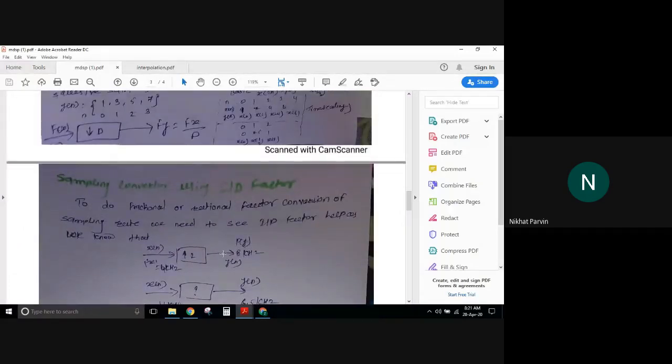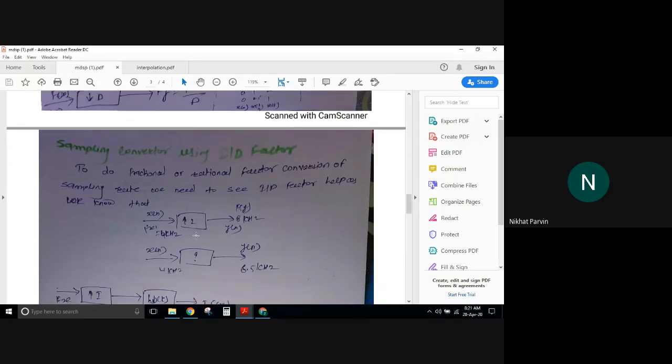A more important topic, called sampling rate converter using interpolation divided by decimation factor, the I by D factor. When will this kind of thing be useful, and how? In earlier cases, I took some x of n with sampling rate f of x, let us say 4 kilohertz, and your output was 8 kilohertz, or 16 kilohertz, or 24 kilohertz, anything. We know how to do the upsampling, or if it is less, how to do downsampling.